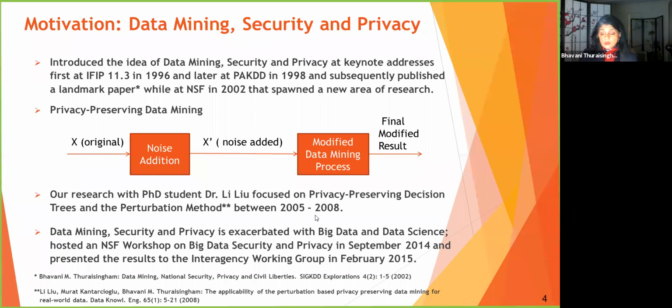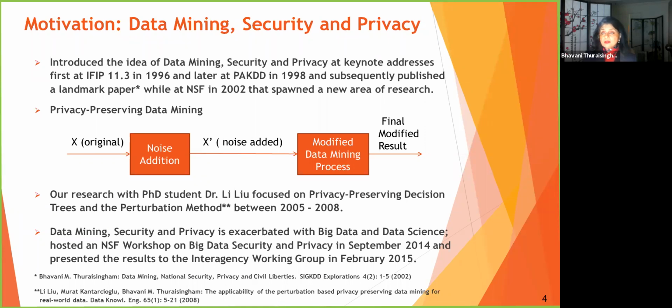So then when I joined the University of Texas at Dallas with my colleague, Professor Murat, we co-supervised a student, Dr. Li Liu. She did some very good work on the perturbation method. How do you perturbate the data? And what are the methods for perturbating the data? And also she looked at privacy preserving decision trees. So since then, after the IBM Almaden researchers' work, they did privacy preserving rule mining, we did privacy preserving decision trees, and there was lots of work on privacy preserving this and that, okay?